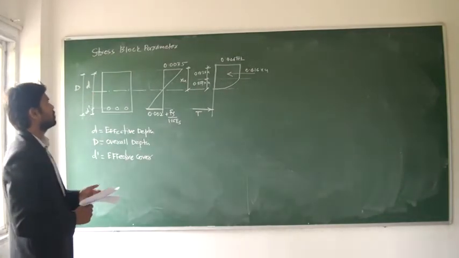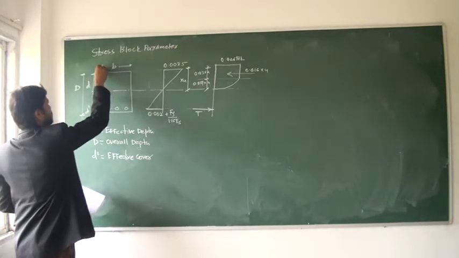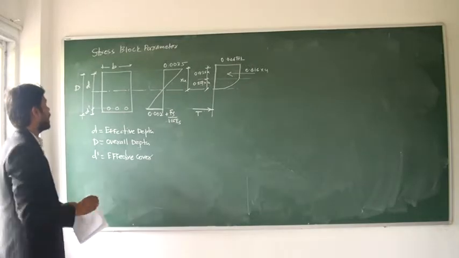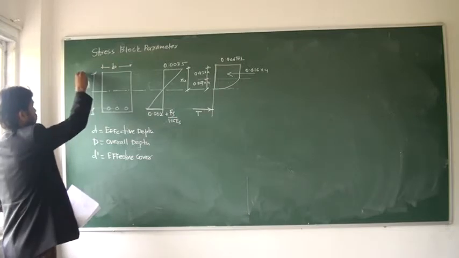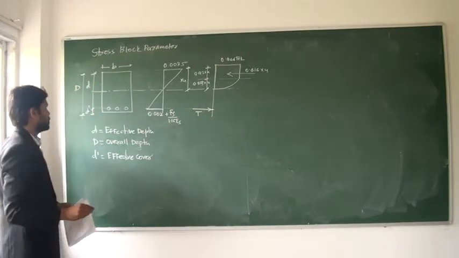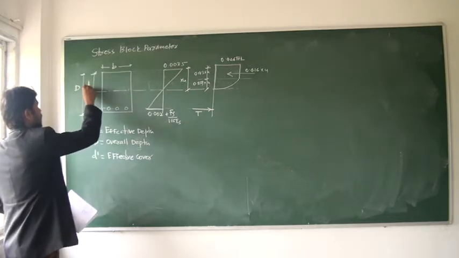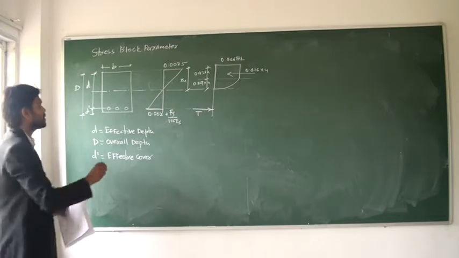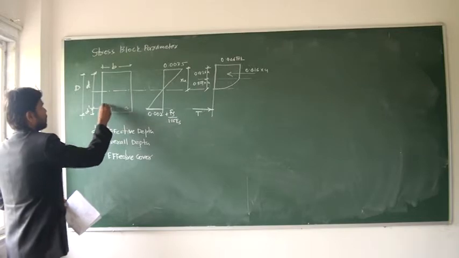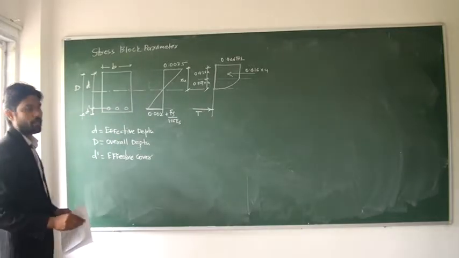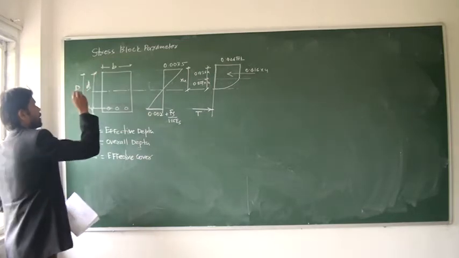This is a section of a singly reinforced rectangular beam with width equal to B and overall depth of the section D. This is the overall depth, meaning the total depth of the section. Then one more term I have shown here, that is small d. It is called the effective depth. What is this small d? It is the distance of the center of reinforcement from the top of the beam. This is your effective depth.